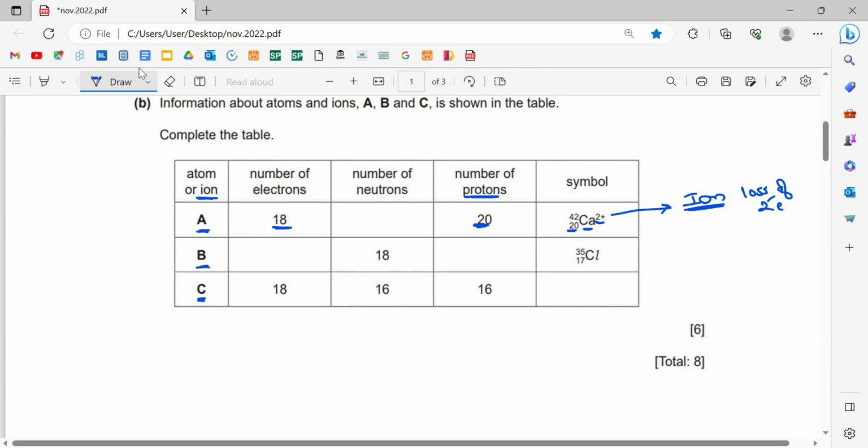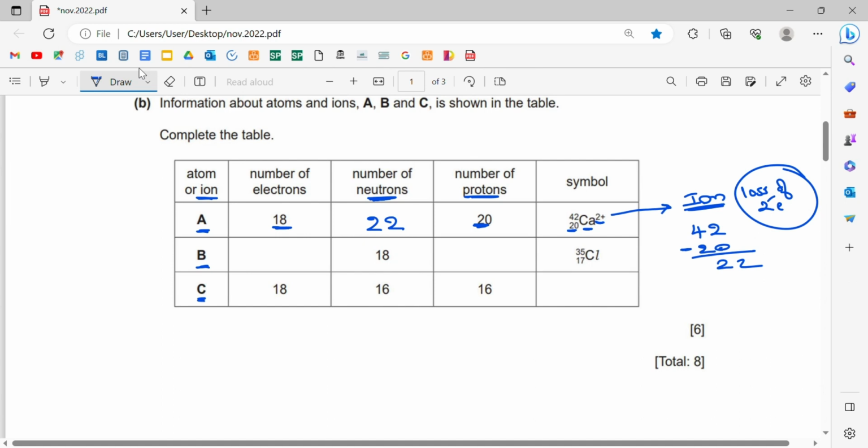What about the neutrons? So the number of neutrons is equal to the mass number, which is 42, minus the proton number, which is 20. So the answer is 22. So the number of neutrons is equal to 22. And why is the number of electrons here equal to 18 and not 20? Because here it's an ion, we have loss of 2 electrons.